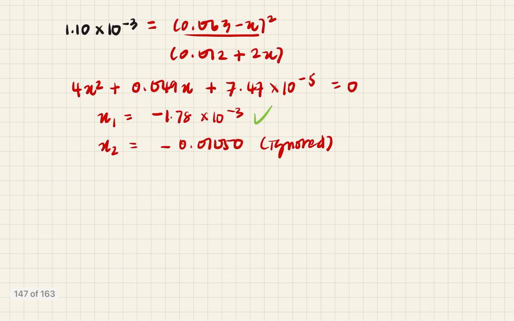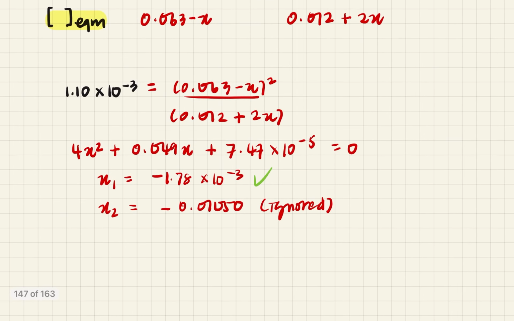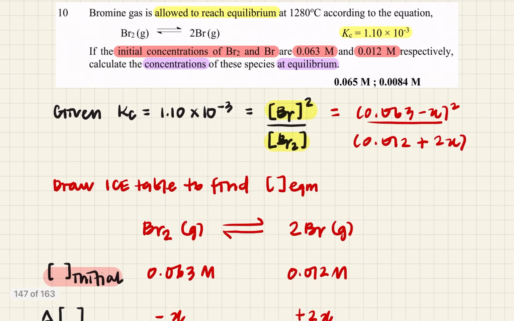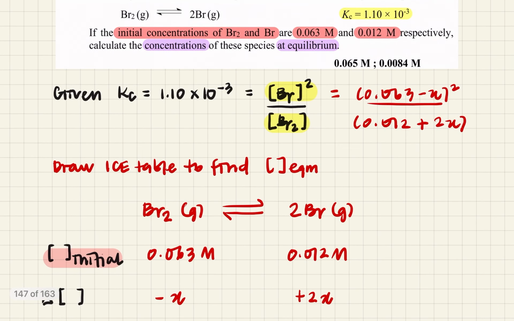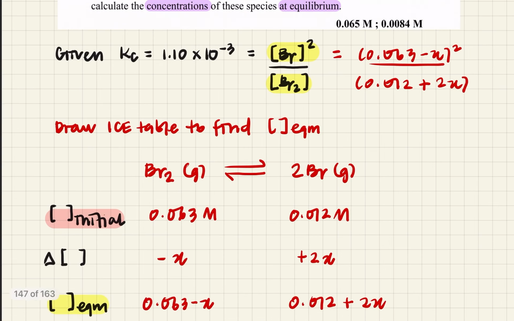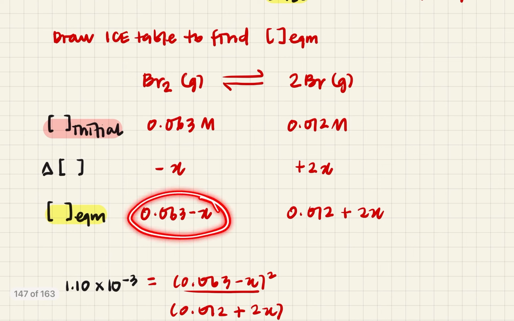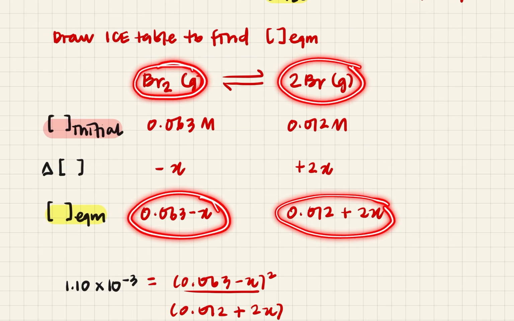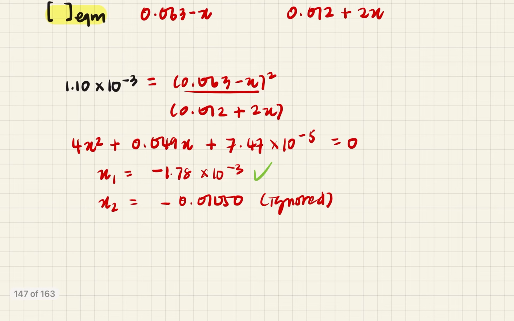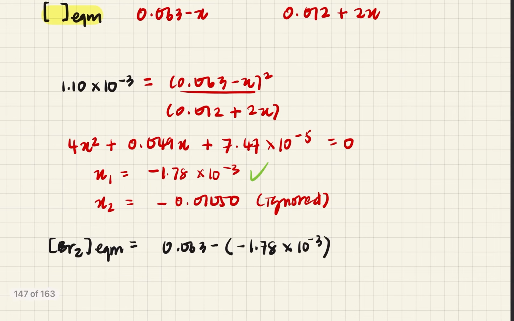So what will we use that x to find? What did we want to find earlier? We want to find the concentration of these species, the concentration at equilibrium. So you will put x in here to find the concentration at equilibrium for Br2 and Br. So the concentration of Br2 at equilibrium will be 0.063 minus your x, minus 1.78 times 10 to the negative 3. So you will get your answer.